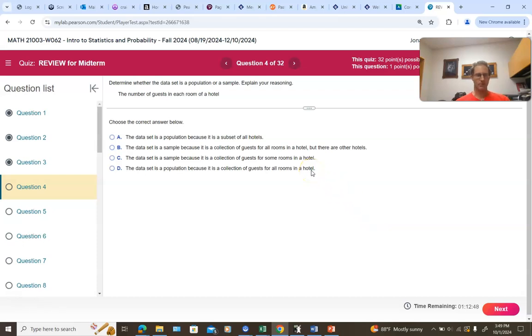All right, number 4. Same thing here. The number of guests in each room of a hotel. This one is going to be a population again because of this word right here, each. Okay, so it's going to be choice D. The data set is a population because it is a collection of guests of all rooms in a hotel.